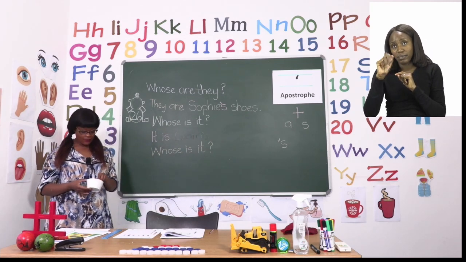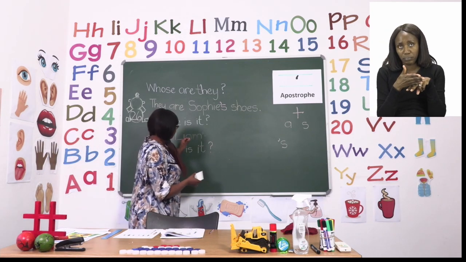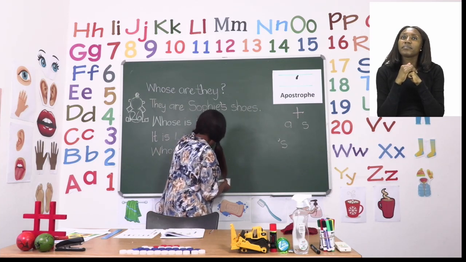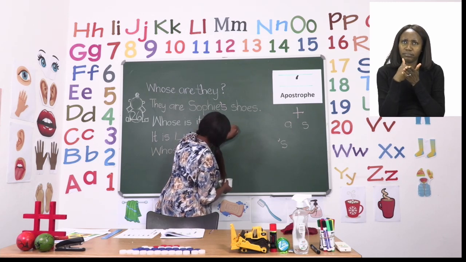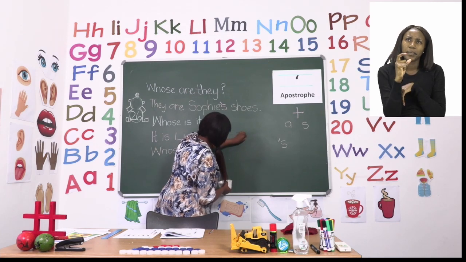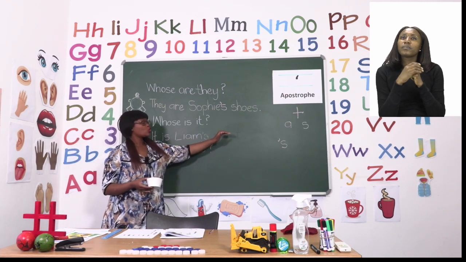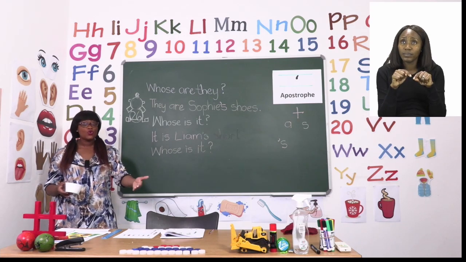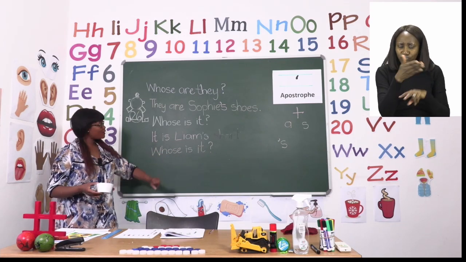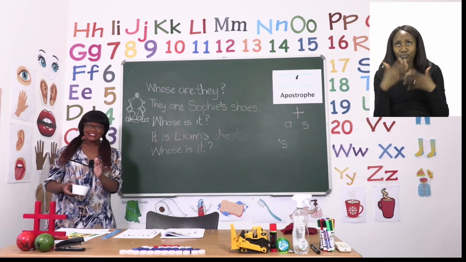with our apostrophe and our S, and then we're going to write short. So we're going to write our word short. Make sure that when you're writing your sentences, boys and girls, you put your capital letter at the beginning and then your full stop at the end. It is Liam's short. So we have shown who owns the shorts, just like we have shown who owns the shoes.